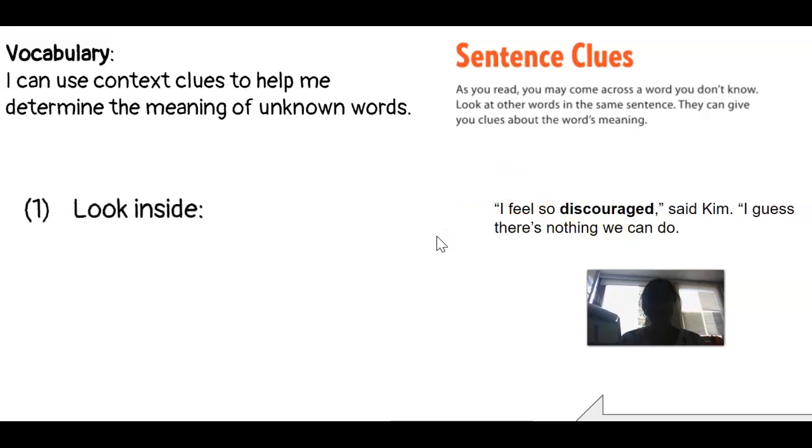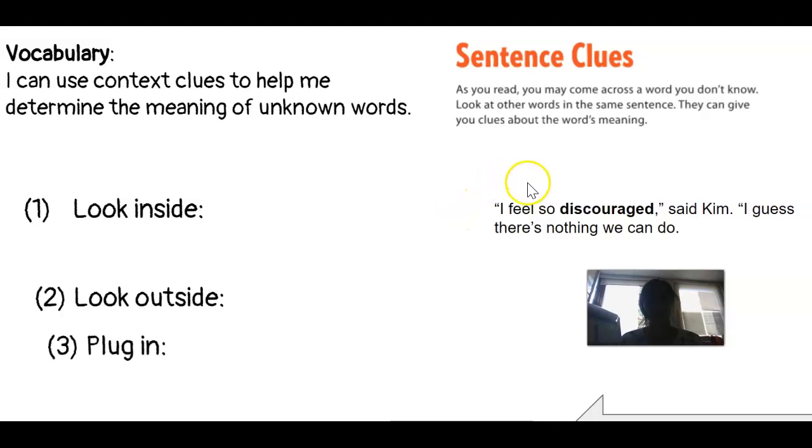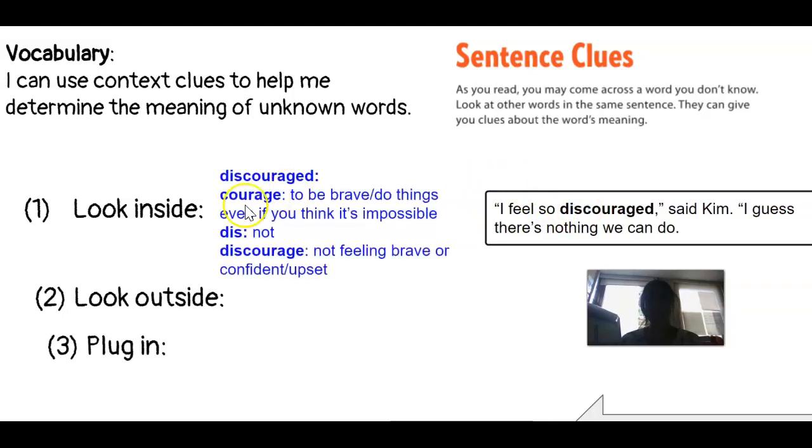Again, what's our process? We're going to look inside that word, we're going to look outside that word, and we're going to plug in. So if I look inside the word discouraged, I see the root word courage. Courage means to be brave or do things even if you think it's impossible. Dis means not. So if I feel discouraged, I'm not feeling brave or confident. I might be upset. Okay? We just thought about the inside of that word.